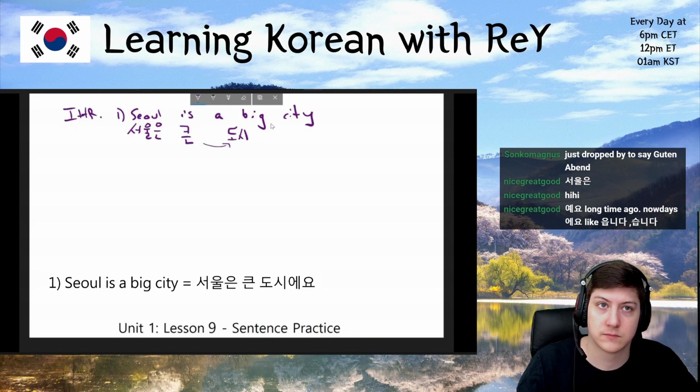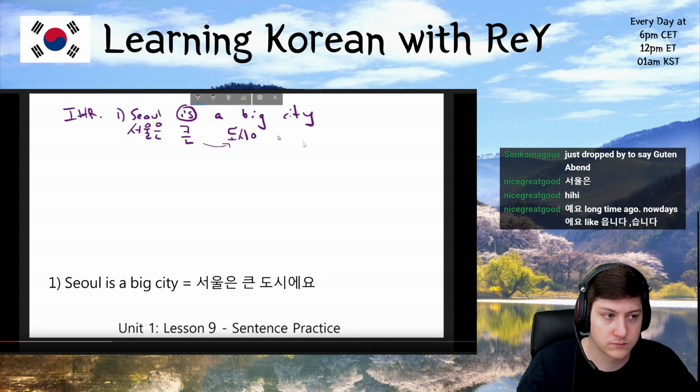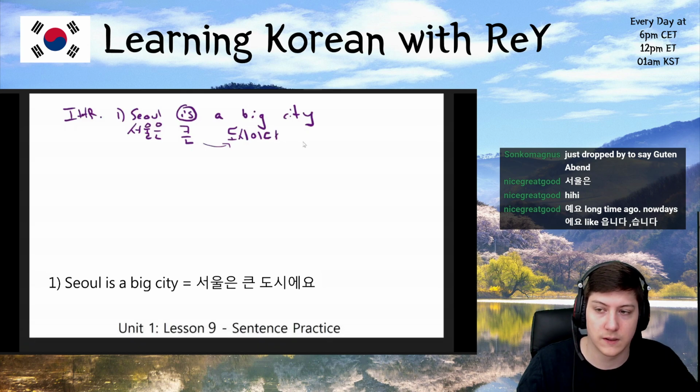I need to indicate that it is a big city, and the word for is or am or are or were or was in Korean is ida. So I need to put ida here. And that would be a possible way to say this sentence. However, this would be conjugated in the formal low respect form. We want to conjugate this into the informal high respect form.